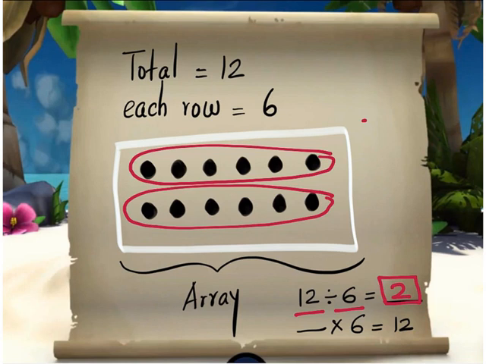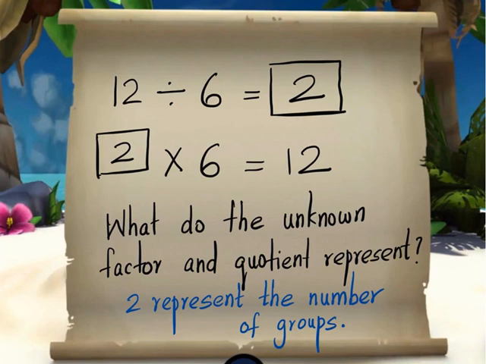Okay, so we got a whole number 2. Let me write the same 2 here, and when I multiply with the same 6, I arrive at the same number that I started with. For example, I started with 12 and I arrived at 12. So this is an example of inverse of division. 12 divided by 6 equals 2. And 2 times 6 equals 12.